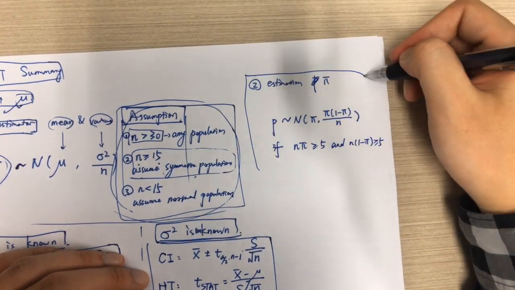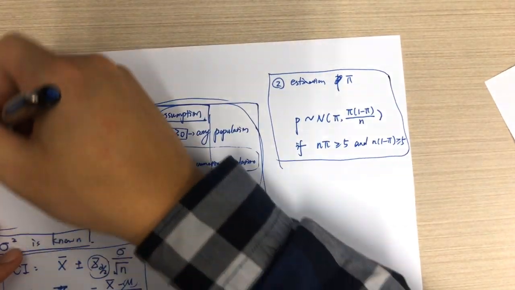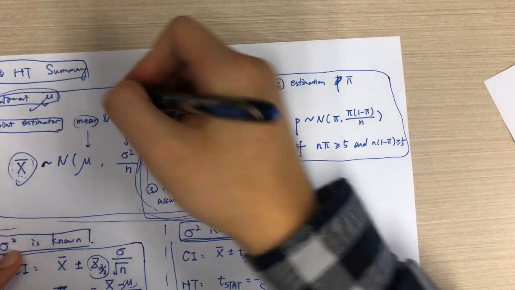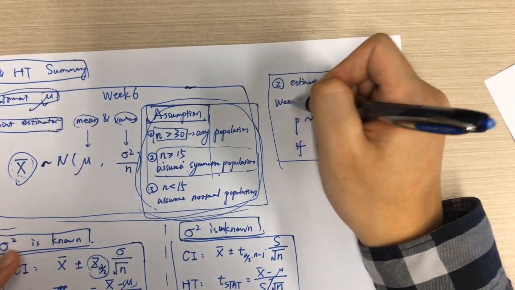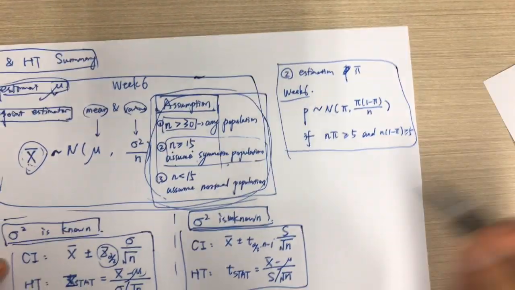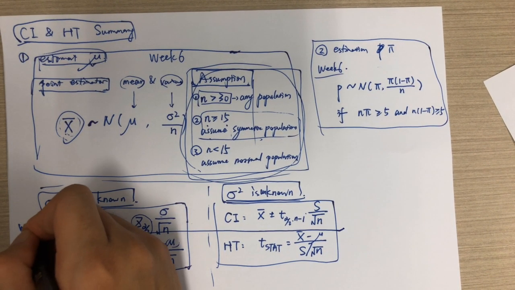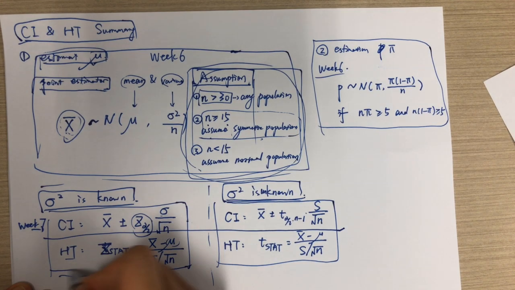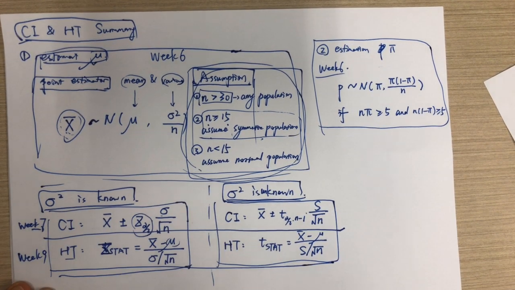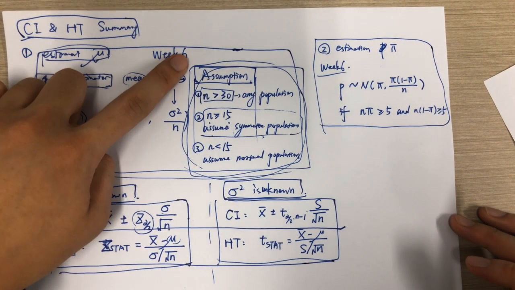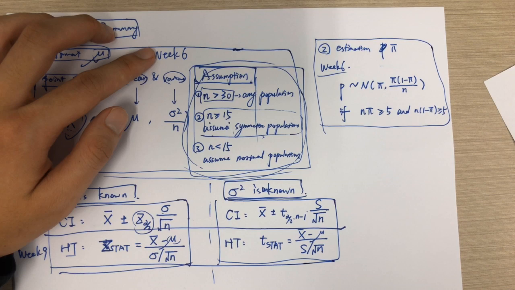So this is the sampling distribution from week 6. Same thing, this part is from week 6. And all the confidence intervals come from week 7. And hypothesis testing comes from week 9, I guess. No, week 6 or week 7? Wow, I can't remember. Is it week 7?